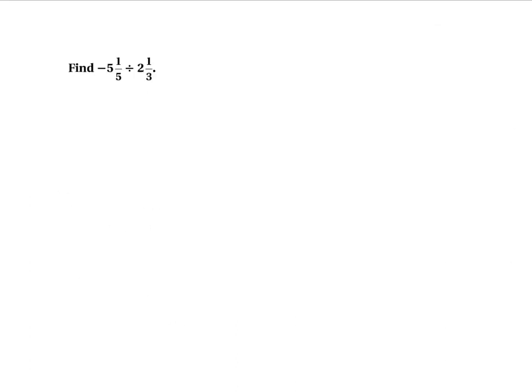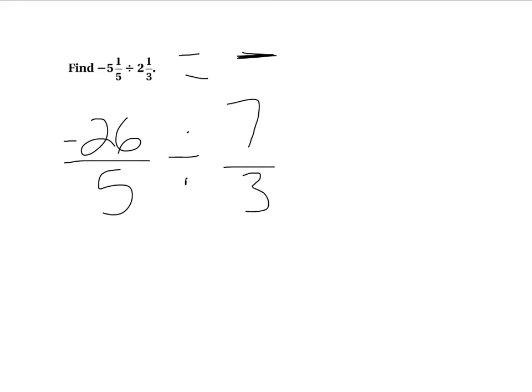Alright, here we go with some examples of dividing and multiplying rational numbers. This one's a division problem. It's dividing fractions. First of all, it's a negative divided by a positive, so I should know that my answer is going to be negative. A lot of you forget your negative signs. Don't forget them. Negative 5 and 1/5 would become negative 26/5, and that would divide by 7/3.